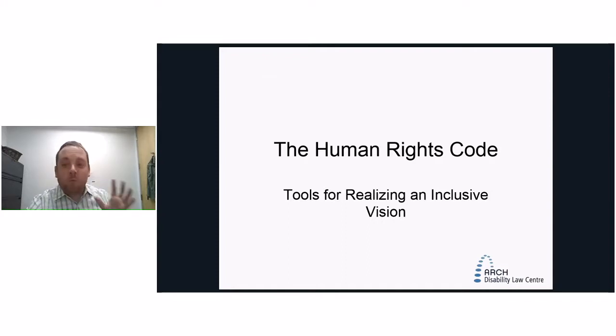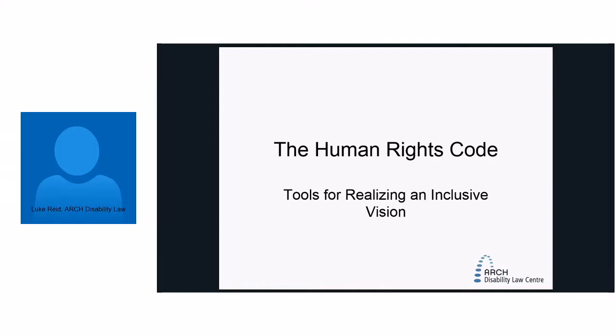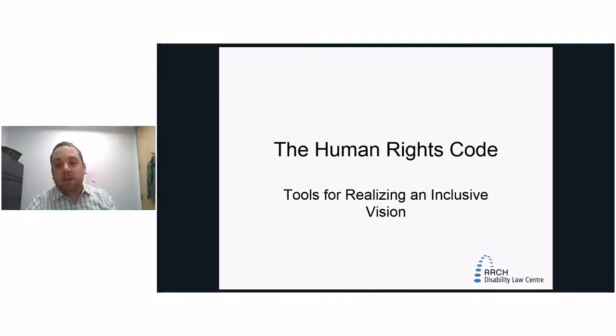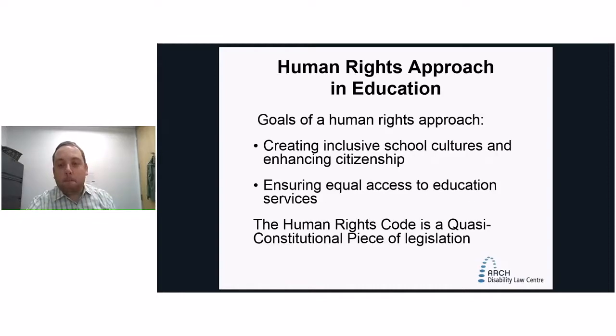The really useful piece of legislation, and again, we're going to do a general review of this, is the Human Rights Code. Now, the Human Rights Code is a broad piece of legislation that applies to a number of different social areas like housing and employment and all sorts of different services in the province. Education, obviously, being one of those services.